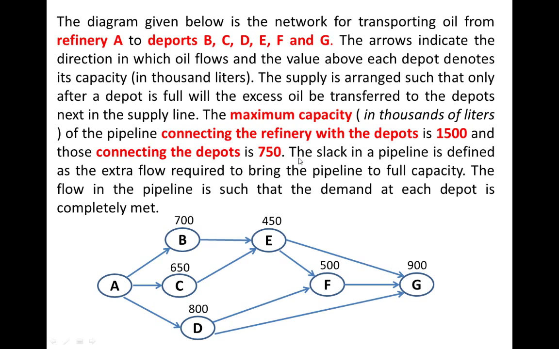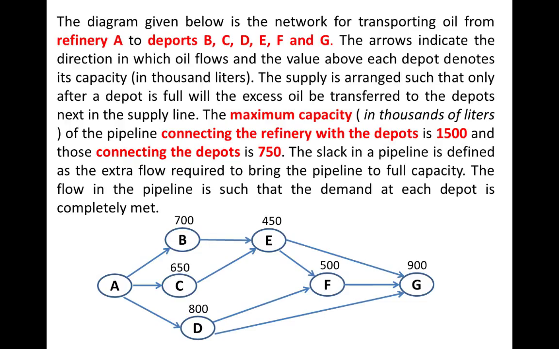Now here is the question. The diagram given below is the network for transporting oil from refinery A to depots B, C, D, E, F and G. The arrows indicate the direction in which oil flows, and the value above each depot denotes its capacity in 1000 liters. The supply is arranged such that only after a depot is full will the excess oil be transferred to the depot next in the supply line.